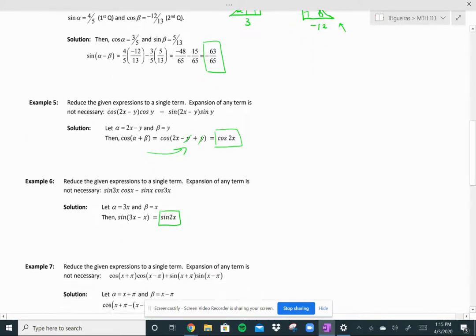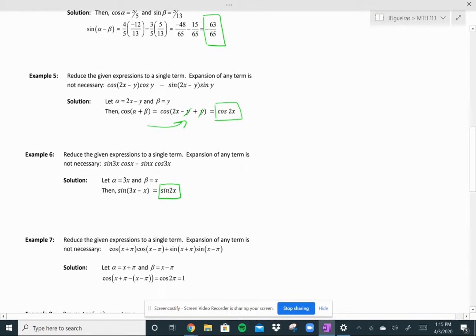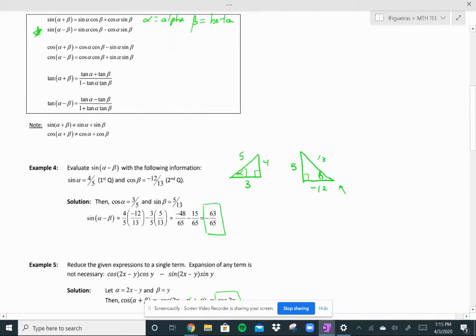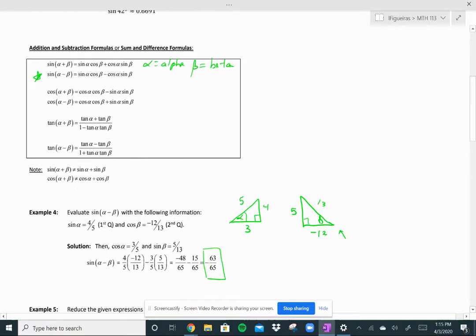We want to reduce the given expression to a single term. So it's similar instructions. Here I have the cosine of x plus pi times the cosine of x minus pi plus the sine of x plus pi times the sine of x minus pi. So I have two cosines being multiplied, and then I'm adding, and I have two sines being multiplied. So let's see which one looks most like that. That's what I see right here.